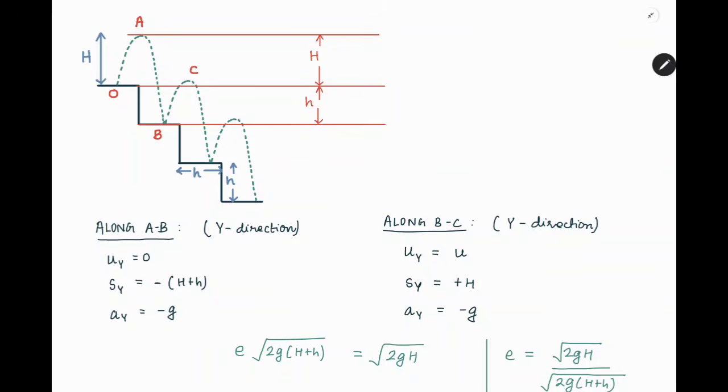But during its motion from A to B, it is falling by a height h plus small h. So it is falling down by a height h plus small h, where this point is of special significance, because at this point the velocity in the y direction is 0. So at all the peaks, be it point A, point C, or over here we can mark it as point E, at all these points the velocity along y direction at that instant of time is 0, and then the motion is taking place subsequently.